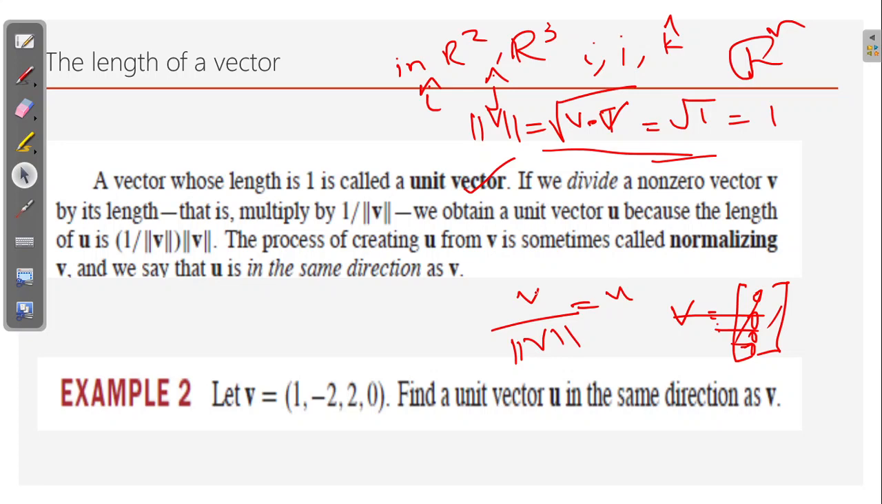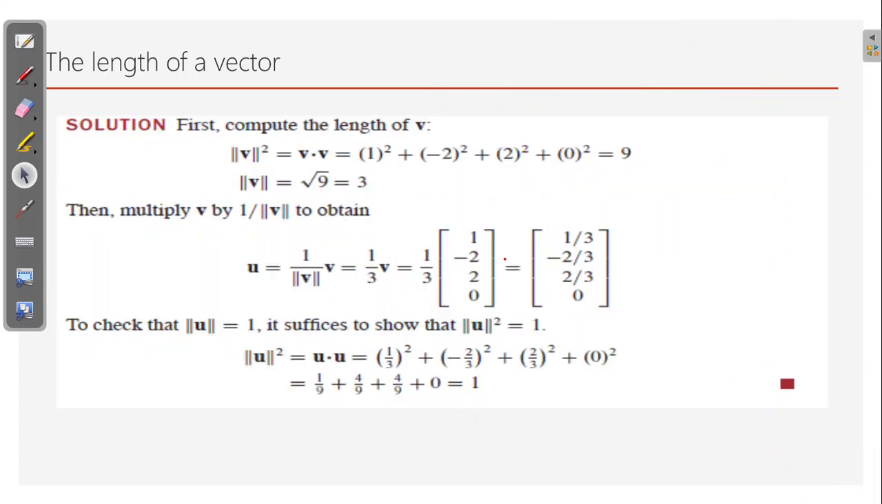Next is our example. Our example vector v is (1, -2, 2, 0), which belongs to R4. The examiner is asking us to find a unit vector u in the same direction as v. That means we need to find norm v, and v divided by norm v is our unit vector.